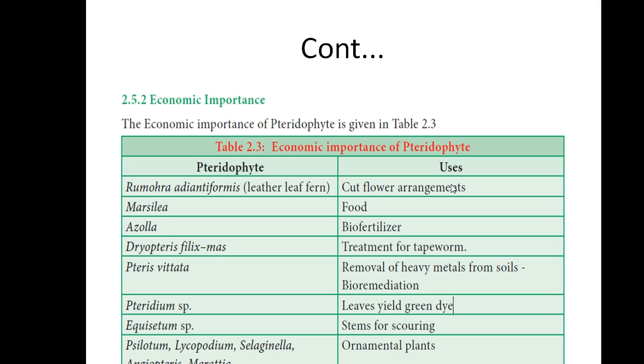Okay, Pteris vittata removes heavy metals from the soil, that is bioremediation, removing pollutants from the soil by using these species. And Pteridium species leaves yield a green dye. Green dye we can take from these species, and Equisetum stems are used for scouring. Then Psilotum, Lycopodium, Selaginella, Angiopteris, Marattia are used as ornamental plants. Ornamental plants are showy plants or showcase plants.